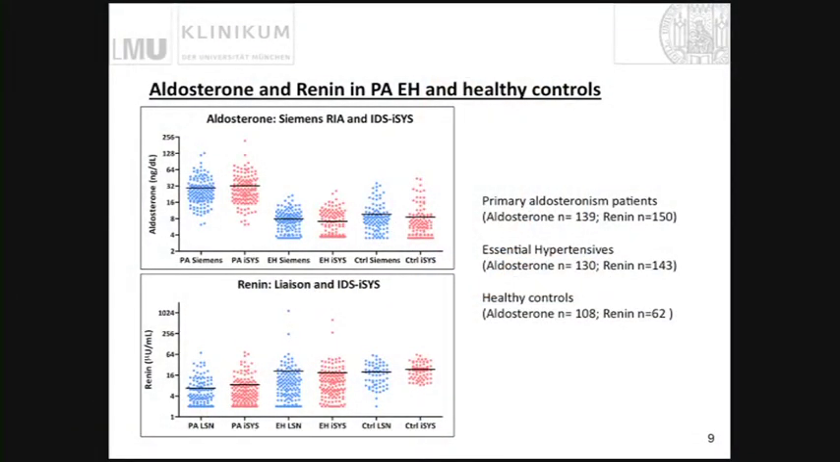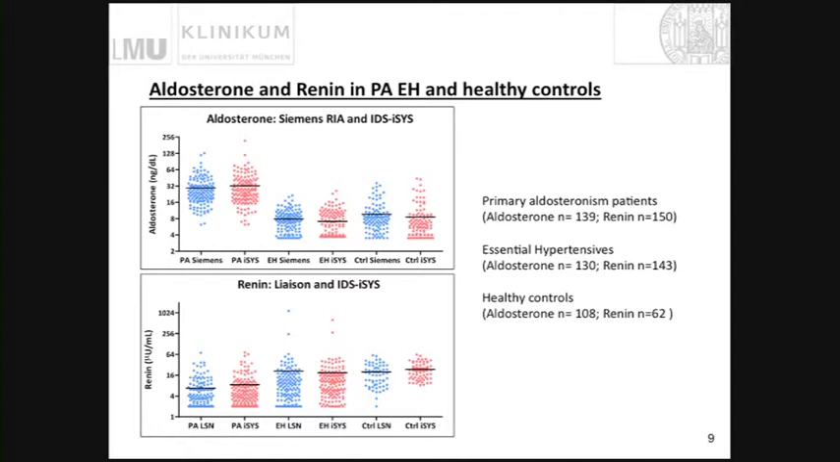So here in this scatter graph, I wanted to show you levels for aldosterone and for renin using the ISYS assays, which is in red, in the 3 groups: primary aldosteronism, hypertensives, and controls, so for aldo and for renin. And these samples were measured in parallel with the 2 methods, so for the Siemens assay and the ISYS, and the Liaison and the ISYS for renin. The point of this graph is to show that we are having equivalence to the currently used methods.